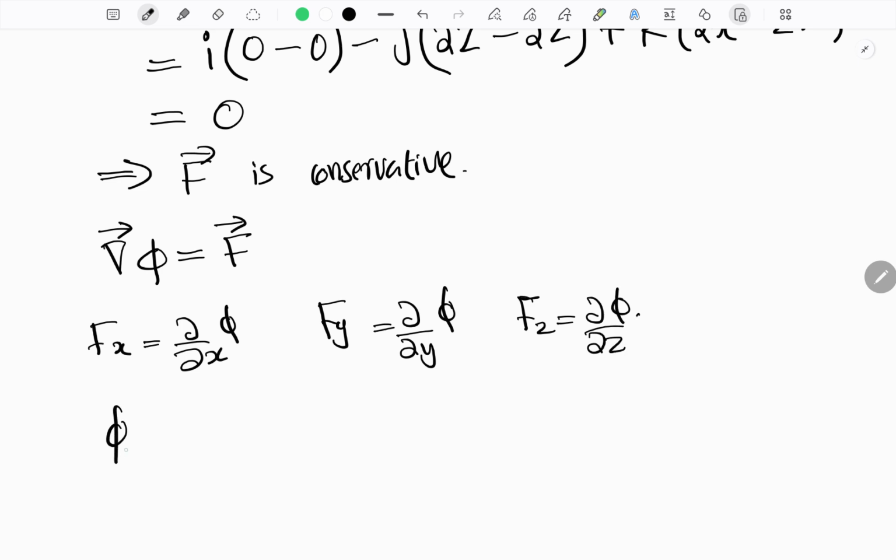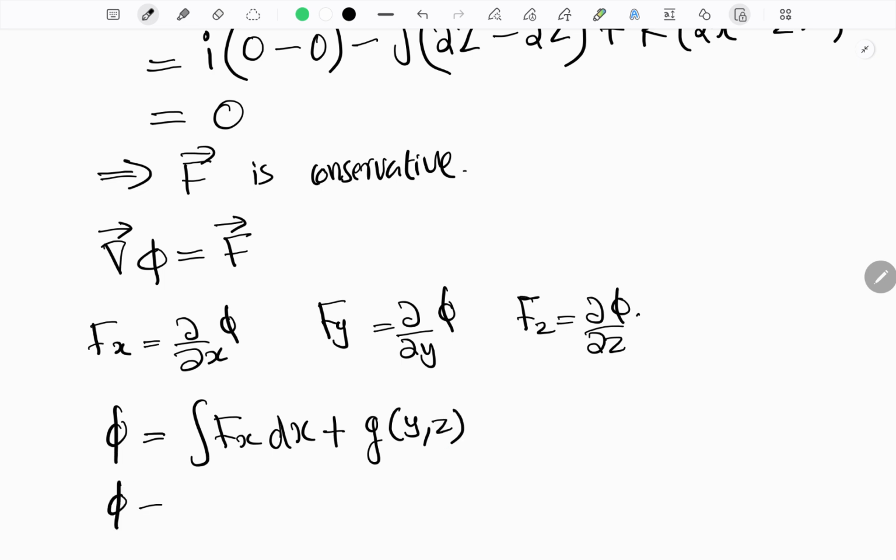So that means phi will be equal to the integral of fx dx plus a function g. We are integrating with respect to x, so g will be a function of y comma z.